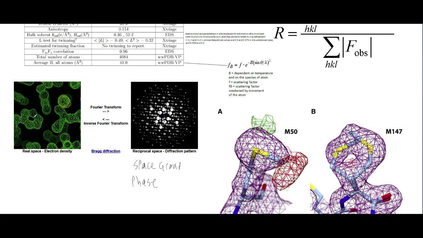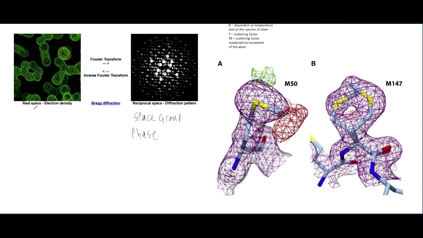So this is actually a really good electron density. You can actually see this cyclic side chain, which would be a phenylalanine. You can see little bulges where the carbon atoms would be.